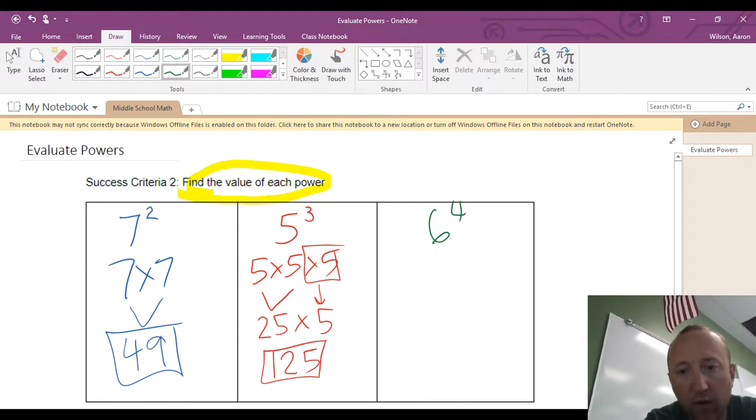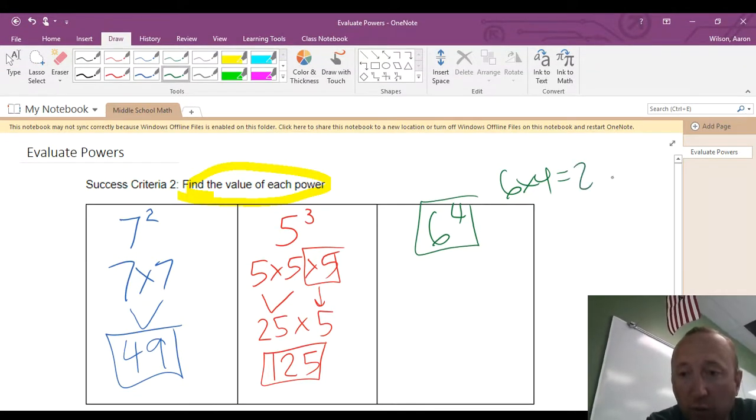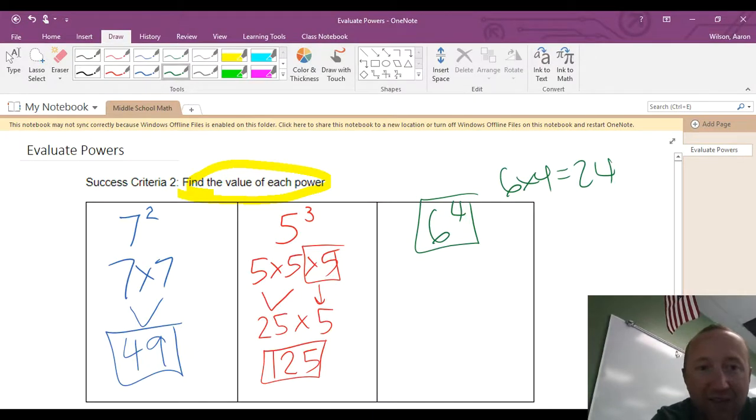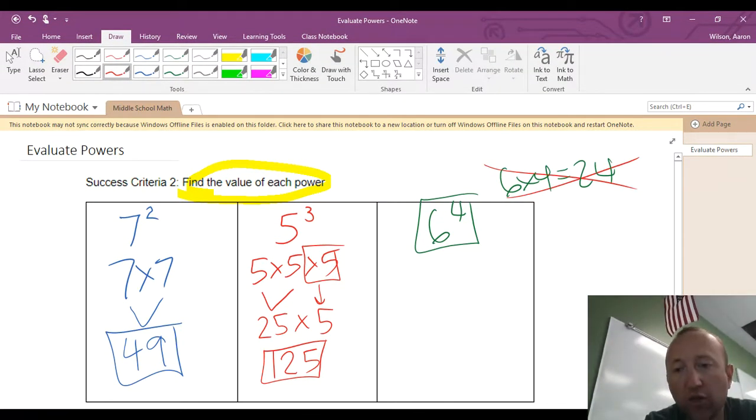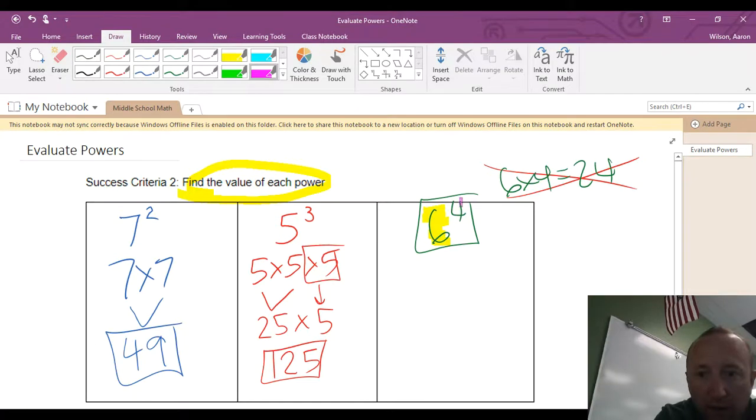And then on the last example, something a little bit more challenging is going to be 6 to the fourth power. Well, what does 6 to the fourth power mean? Let's actually start by telling you what it does not mean. It does not mean 6 times 4. If you think that 6 to the power of 4 or 6 to the fourth power equals 24, you are sadly mistaken. That will be counted incorrect all the time. So don't just do the base, which again, the yellow there is the base, and the purple is the exponent. You don't just multiply those two.